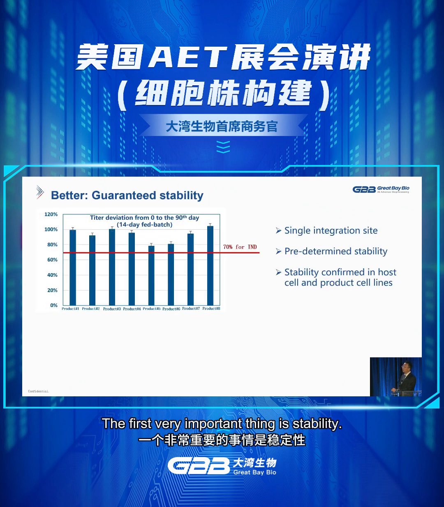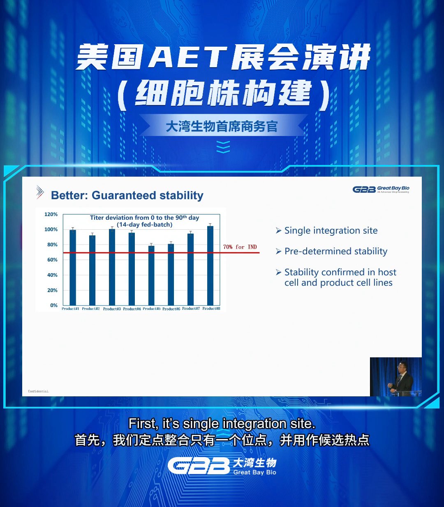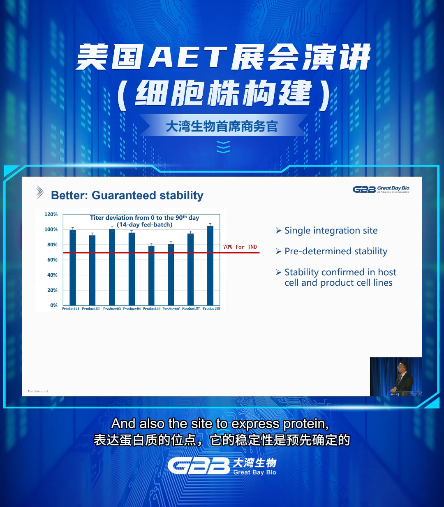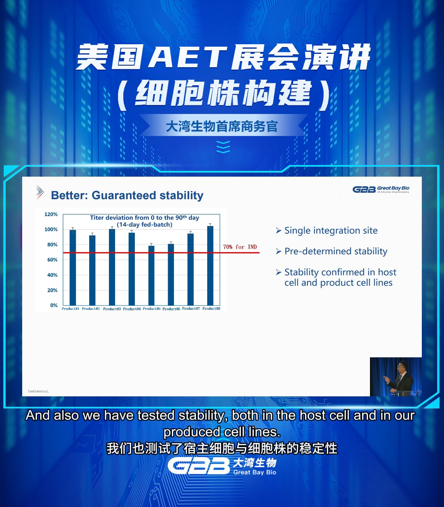So the first very important thing is stability. We guarantee the stability because the site is stable. First, it is a single integration site. We only have one site, and we only use that site as our candidate hotspot. Also, the stability of the site to express protein is predetermined because we screened a lot of candidates in the hotspot selection step. And we have tested stability, both in the host cell and in our produced cell lines.